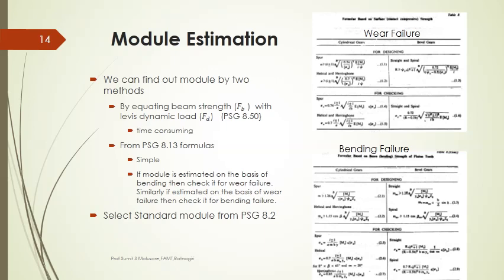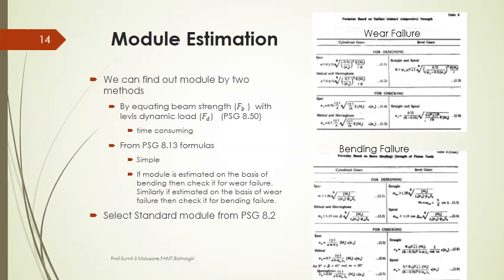It means that if you are designing the module against bending, then use the designing formula for bending, and then check for wear using the checking formula from the wear side. Similarly, if you are designing for wear, then check for bending. So this is the standard procedure. Generally we mostly go for PSG 8.13.